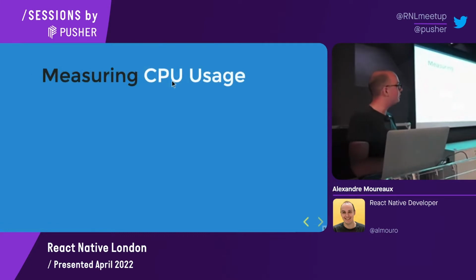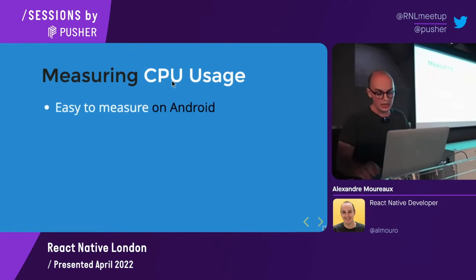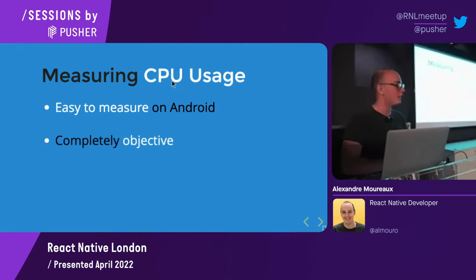So what I really like to do, very simply, is measuring CPU usage. Why? Because on Android, and I like to measure on Android because, let's face it, Android devices on average are slower than iOS devices, just because most of them are cheap. And to make them cheap, of course, you don't have as good CPUs as iOS. And so, measuring CPU usage is easy on Android, as I will show.